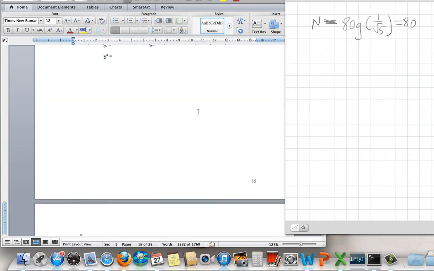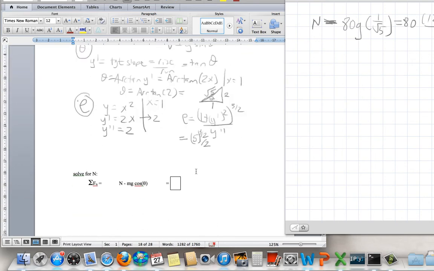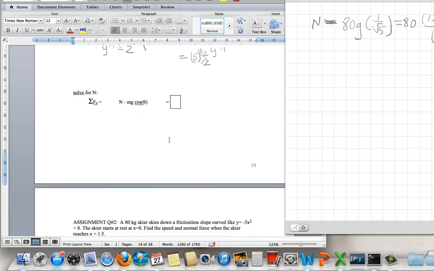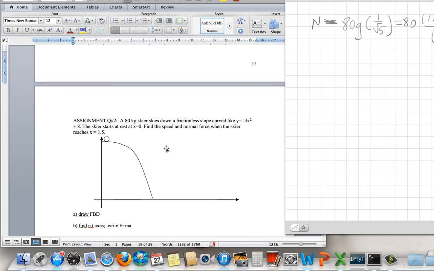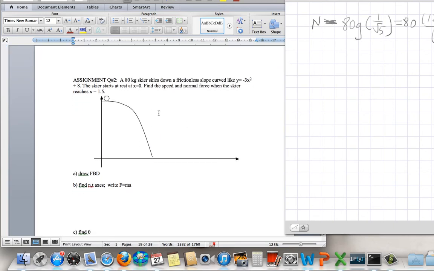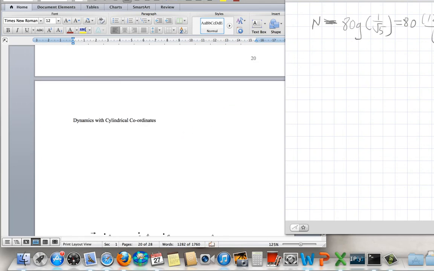V is 12.53 over the radius of curvature, and we've got the radius of curvature here, its exact value. This is 5 to the 3/2 divided by 2, so you end up with a factor of 2 here in the numerator. All right, now this is a very similar problem, and you could just work your way through the various steps, and it shouldn't be too much trouble.